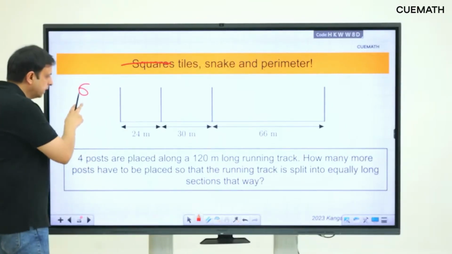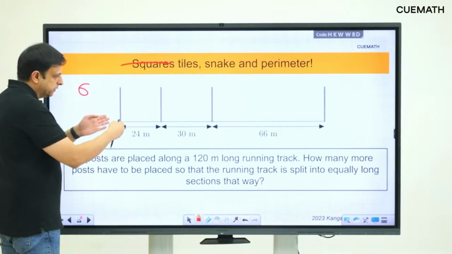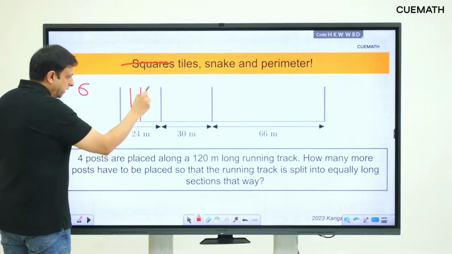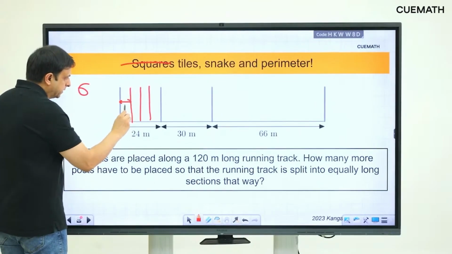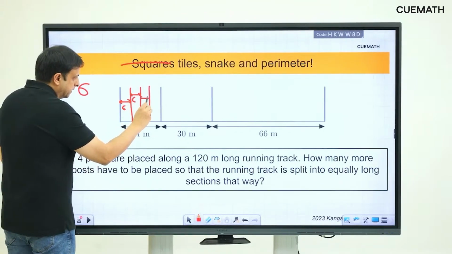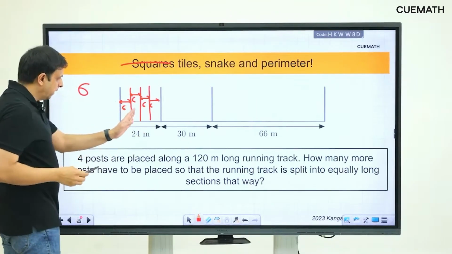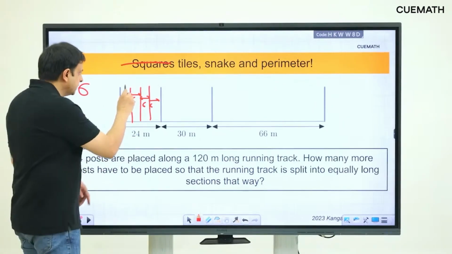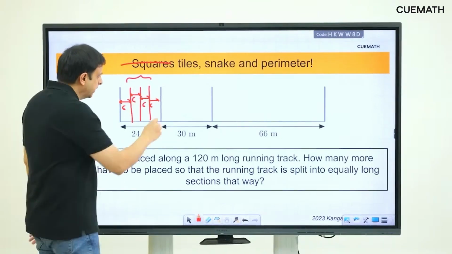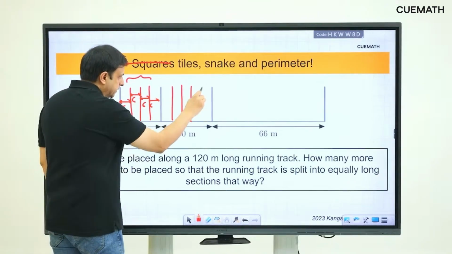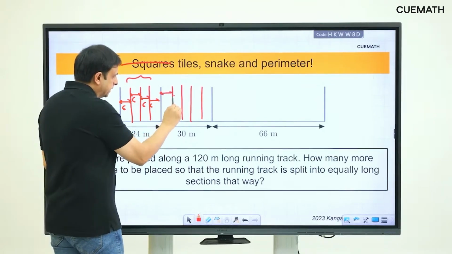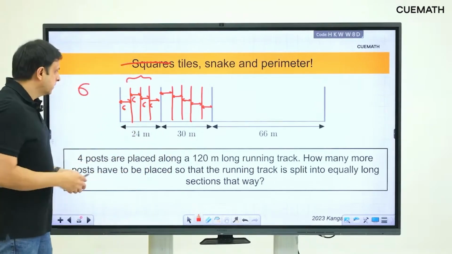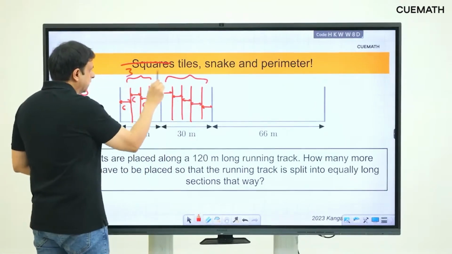So if you insert posts at spacings of 6 meters each, let's say you insert 3 posts here at distances of 6 like this. So 6, 6, 6 and 6. So you have now split this section into smaller sections of equal length. So you have inserted 3 posts here. The same thing you can do here. You can insert 4 posts here like this to get sections of equal length. So 6, 6, 6, 6 and 6, 5 sixes, which is 30. Great. So you have inserted 4 posts here. So 3 here and 4 here.